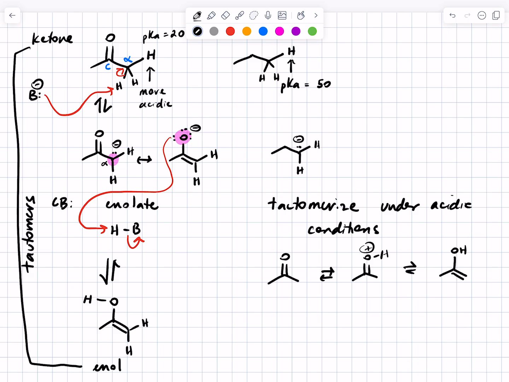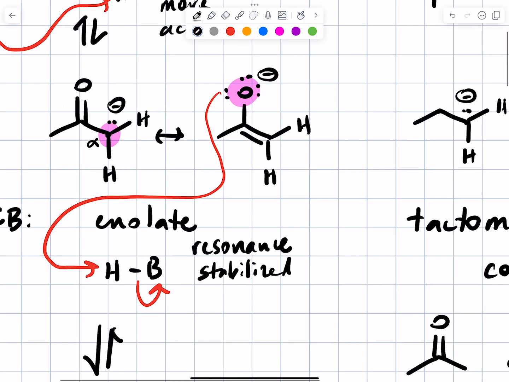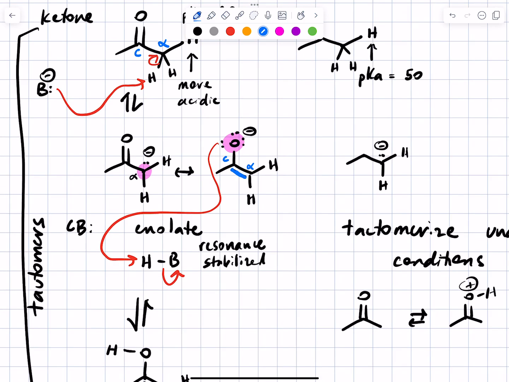Okay, let's talk about why the alpha proton is acidic in the first place. And the reason for that is twofold. First, when thinking about acidity, you always worry about the stability of the conjugate base. And the key reason that the alpha proton is acidic is because the enolate is resonance stabilized. And notice that in one of the resonance structures, there's a pi bond between what used to be the carbonyl carbon and the alpha carbon.